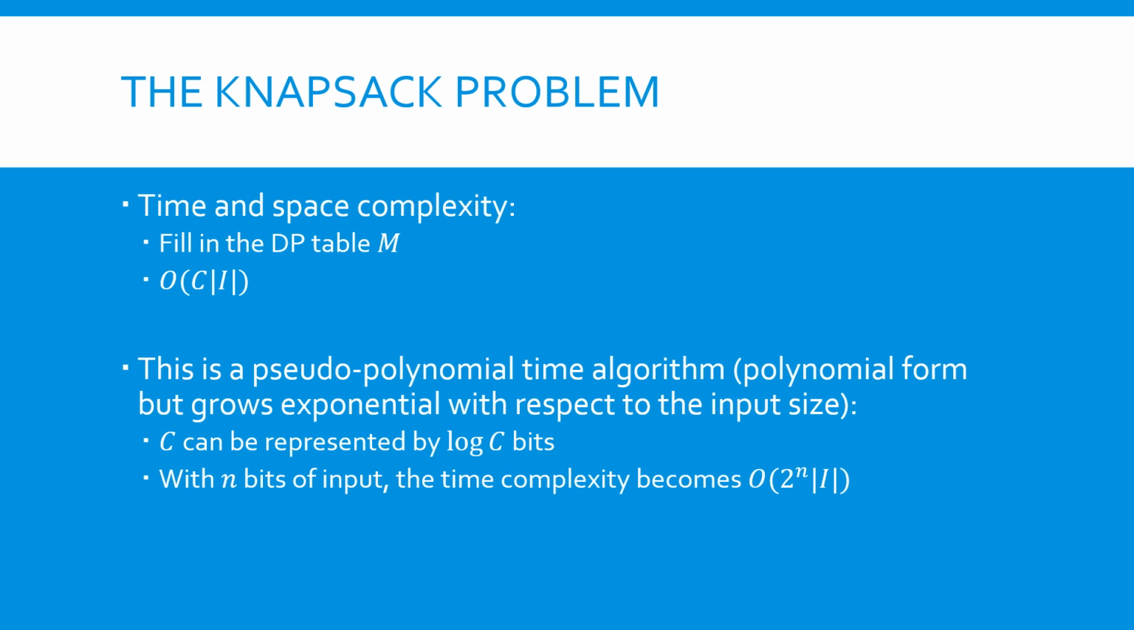This is because the capacity C can be represented using only log C bits, which defines the length of the input. As a result, if we let n equals log C be the input length, C becomes 2 to the power of n. Thus, the running time of the algorithm grows exponentially with the input length.